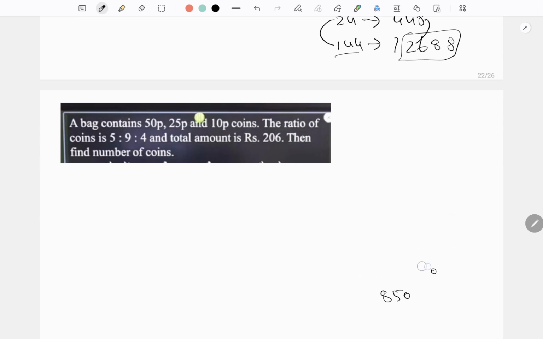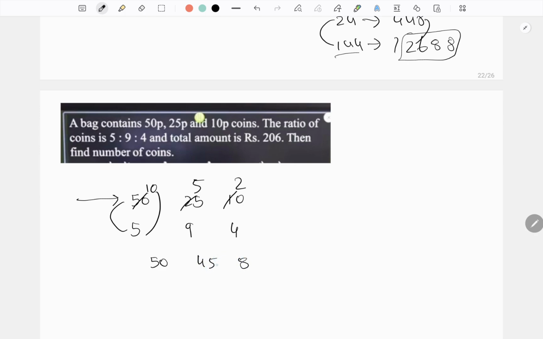Now see, 50 paise, 25 paise and 10 paise coins, and they are in the ratio 5, 9, 4. Some students will take the ratio here and then multiply, or others multiply first, take your wish. 5 tens, 5 fives, 5 twos. Now 10 into 5, 50. 9 into 5, 45. 2 into 4, 8. This is the total amount, but the total amount given in the question is 204. Add these parts.